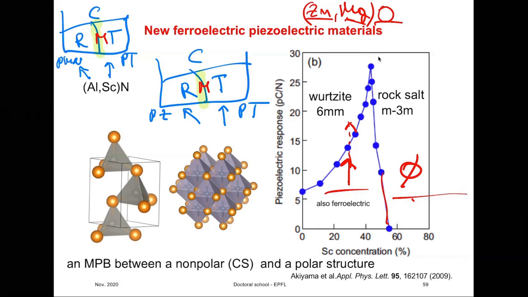We have some destabilization of the direction of polarization as it goes from this structure to this structure. It's a complete reconstruction of the structure, and this increase in the properties is indeed remarkable.